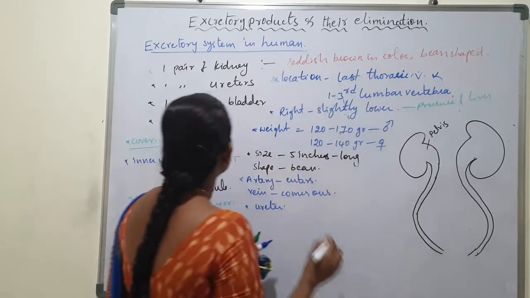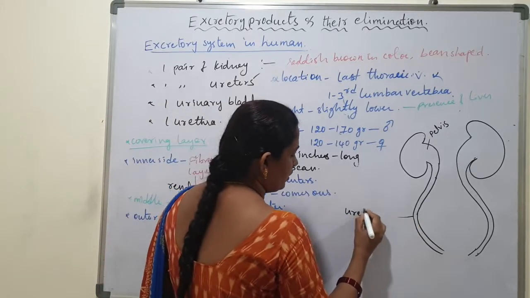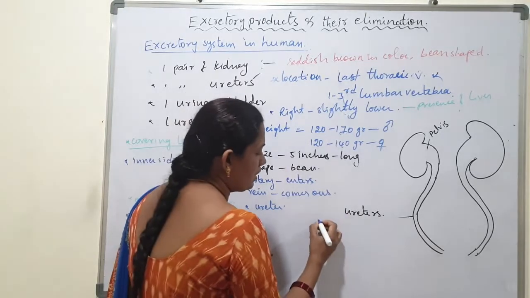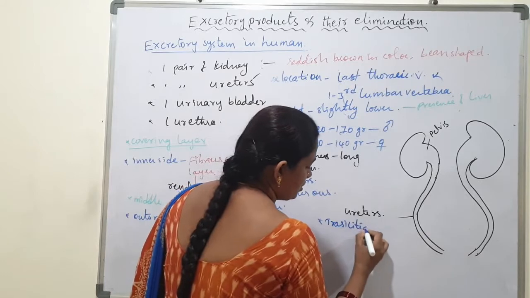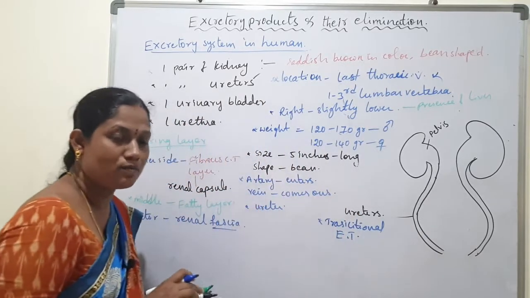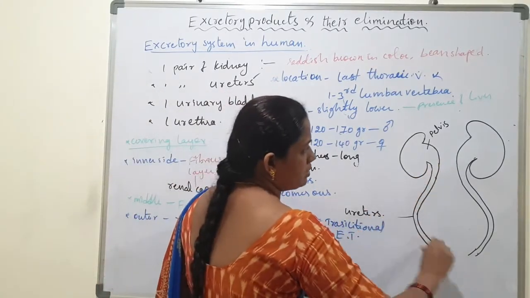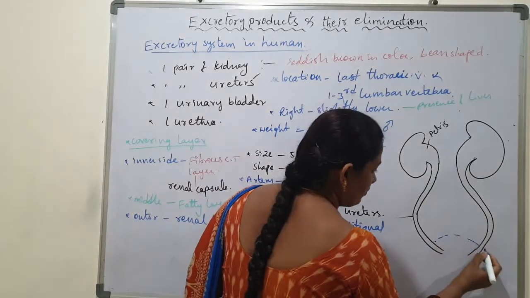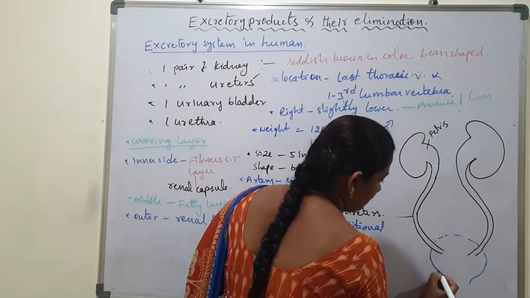So these narrow tubes are called ureters. The ureters are lined by transitional epithelium. The inner lining is made up of transitional epithelial tissue. These tube-like structures open into a bag-like structure called the urinary bladder.